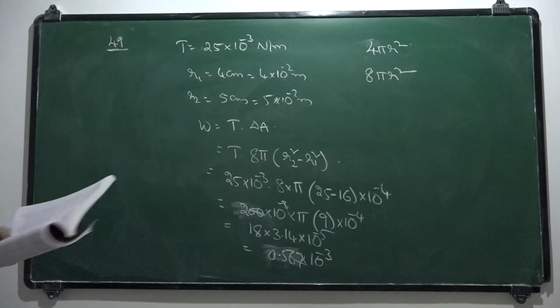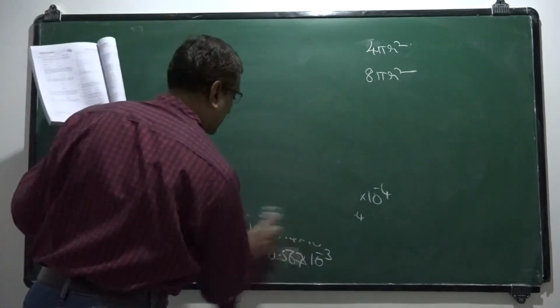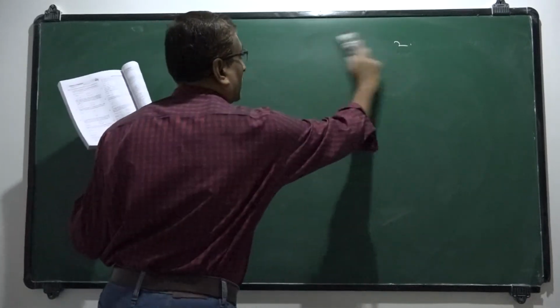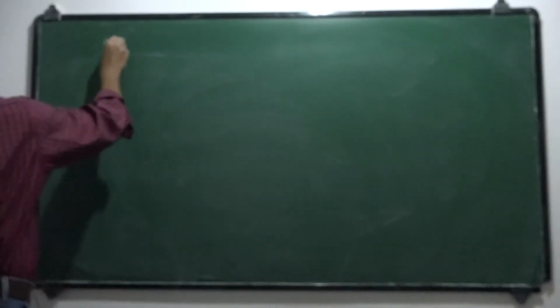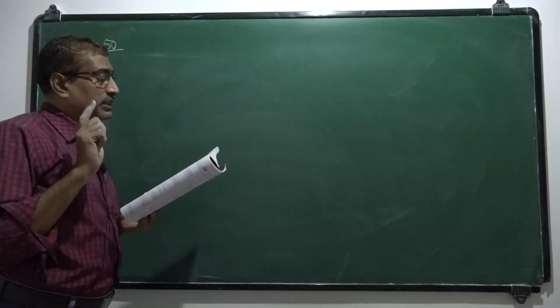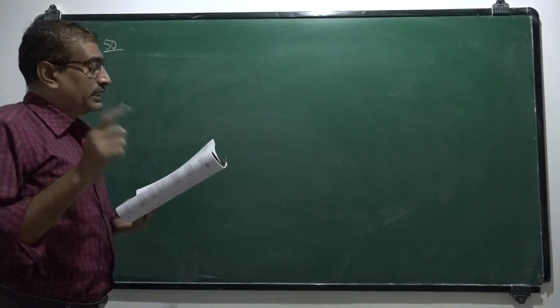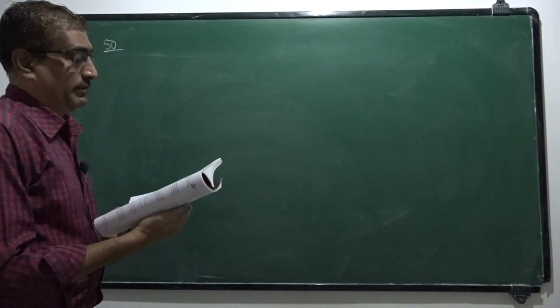And next one, 50. A mercury drop of radius 1 centimeter is sprayed into 10 to the power 6 drops of equal size. The energy expended in joules.